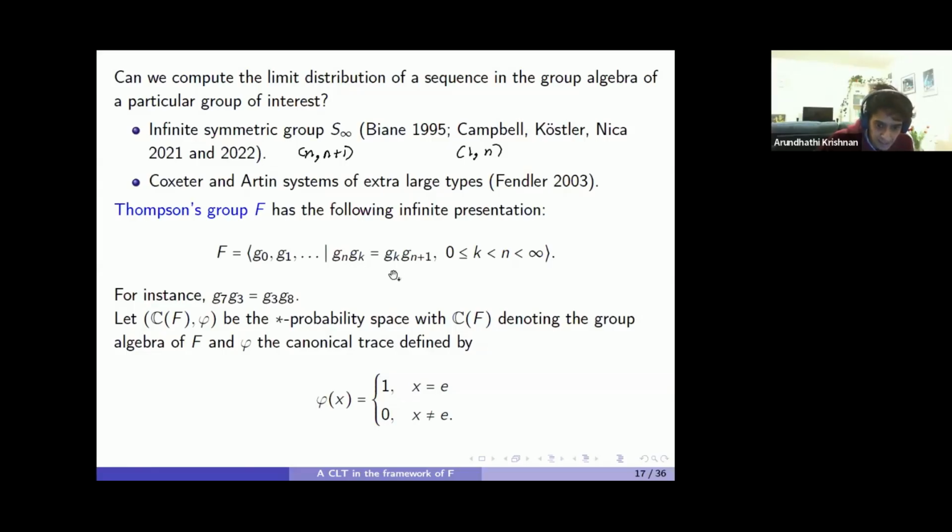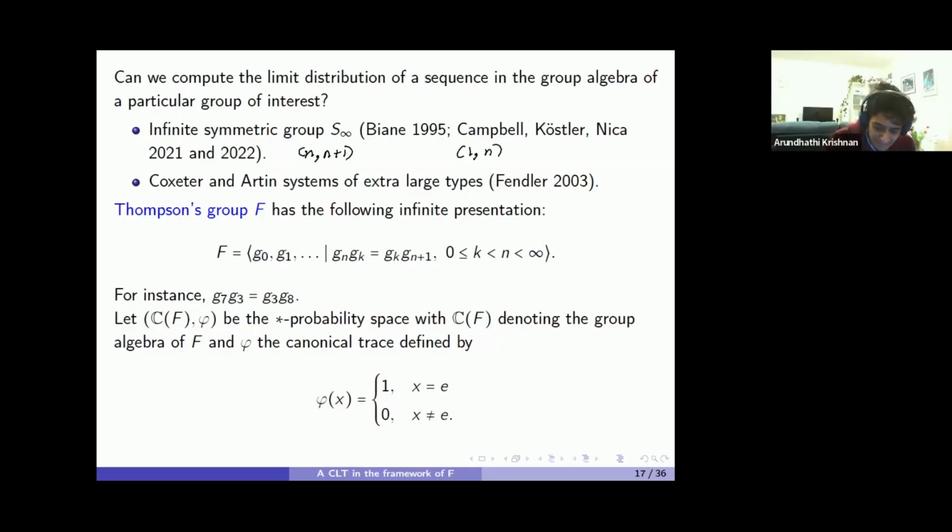You have g_n g_k equal to g_k g_{n+1}. So the generators don't commute with each other, but this happens for k less than n. The generator with smaller index remains the same, but just moves over to the other side. And g_n goes over to the other side, but increases by 1. So these are the relations satisfied by F. And the context I'm going to look at is the group algebra of F with the canonical trace. So phi of x is 1 if x is the identity and 0 otherwise. And you extend this to the group algebra.